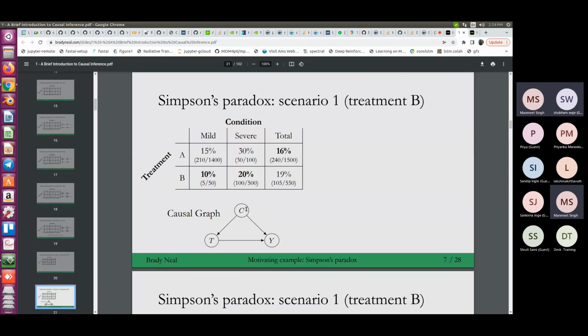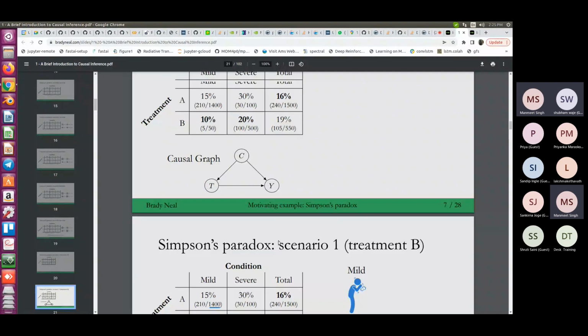And this is the causal graph. So C is the condition. You can just say the treatment is a causal child of the condition. So you will get the treatment based upon your condition, and based upon the treatment will be the outcome, whether the person died or he or she is alive. And the condition can also directly affect the outcome. For example, if the treatment is not given, then the condition, whether it is mild or severe, can decide whether the person died or the person is alive.